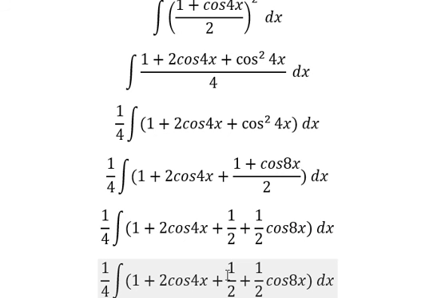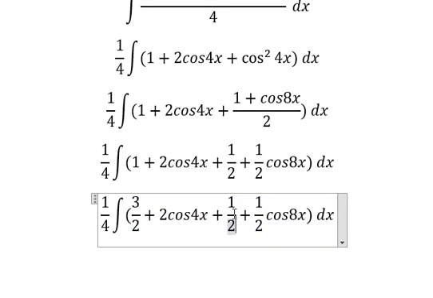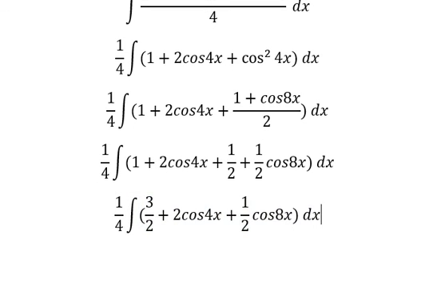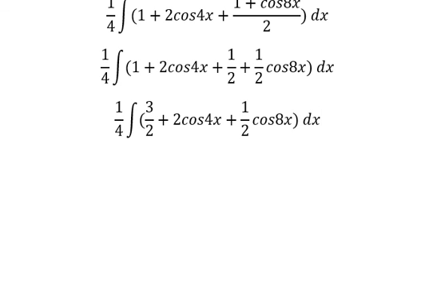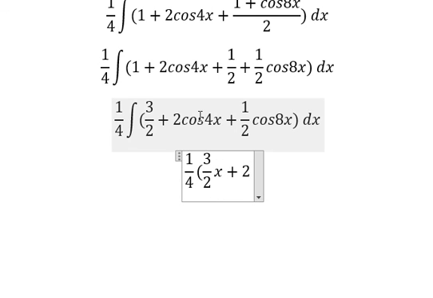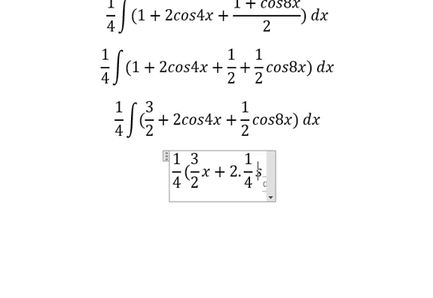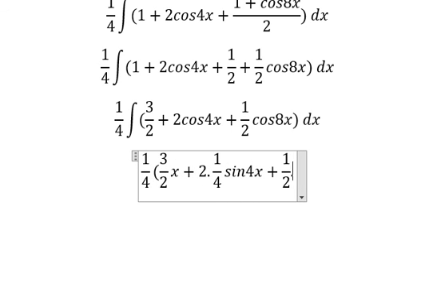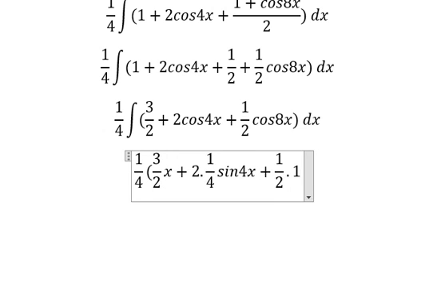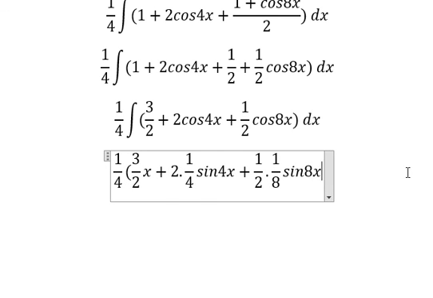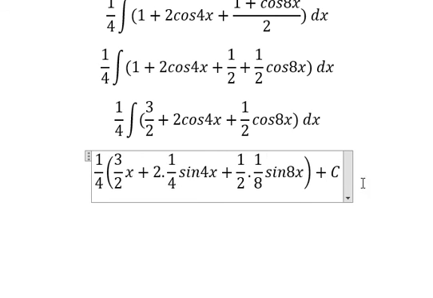1 plus 1 over 2, you got 3 over 2. And now we have the final answer in here. The integration of 3 over 2, you got 3 over 2x. The integration of cosine 4x, you got 1 over 4 sine 4x. This one, you got 1 over 8 sine 8x. And we put C.